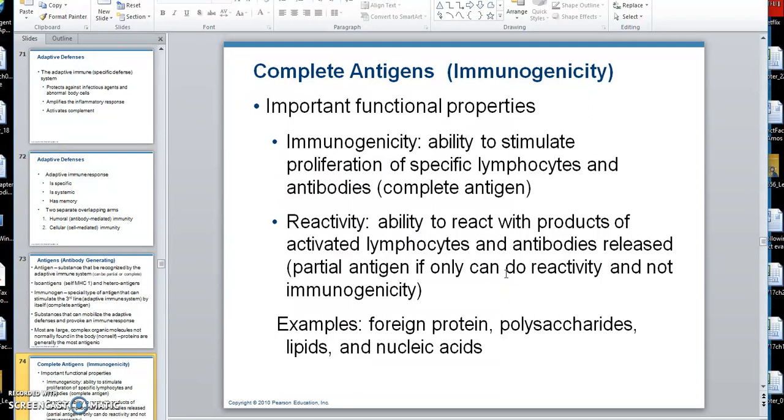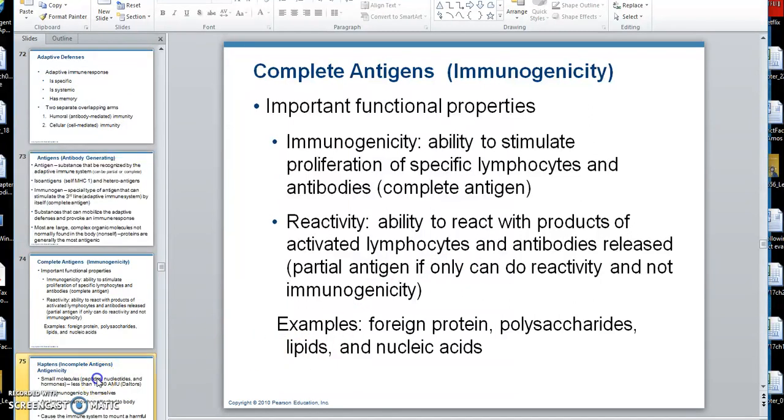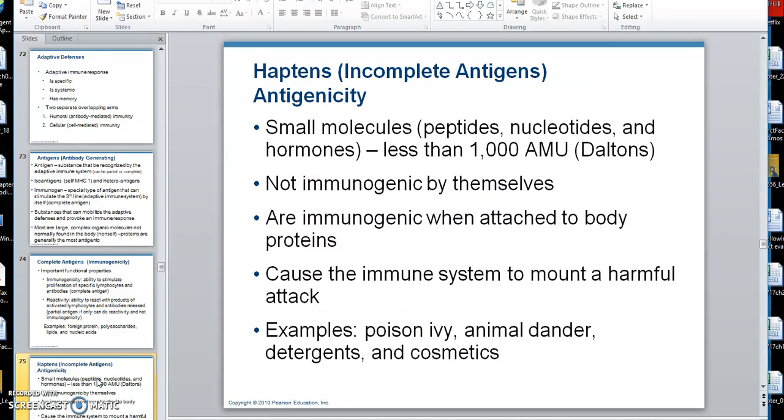And so that's a complete antigen. Now I come to a partial antigen, also called an incomplete antigen, also called a hapten. They generally are small molecules, less than 1,000 atomic mass units, not immunogenic by themselves. Okay, let's just go back to our scenario. The ink pen with the cap on it and the other part got in. It was large enough to cause stimulation and reactivity, immunogenicity and reactivity.